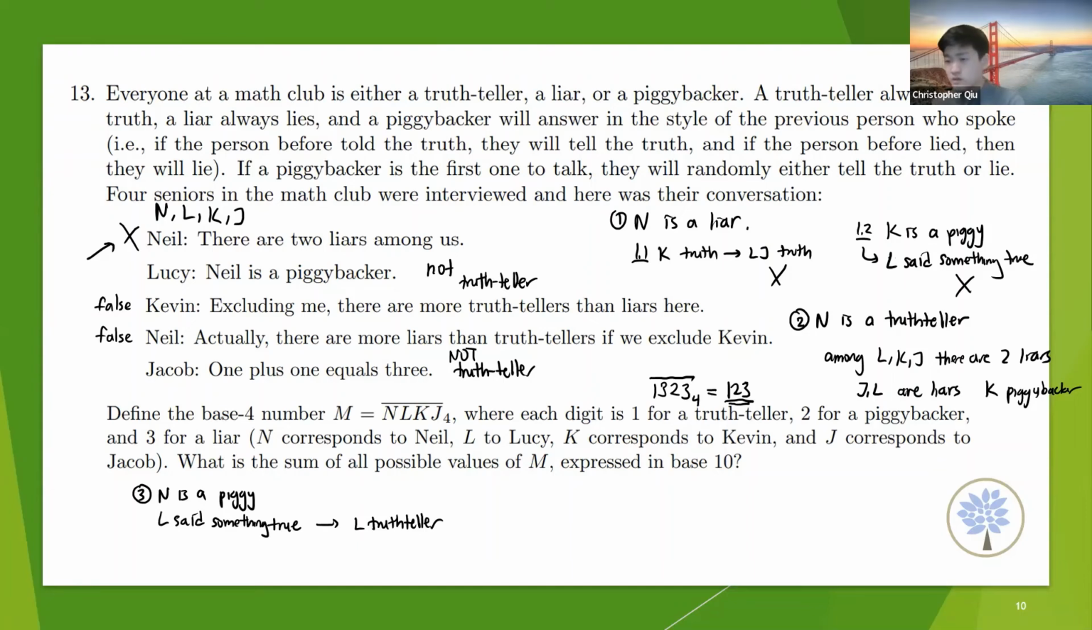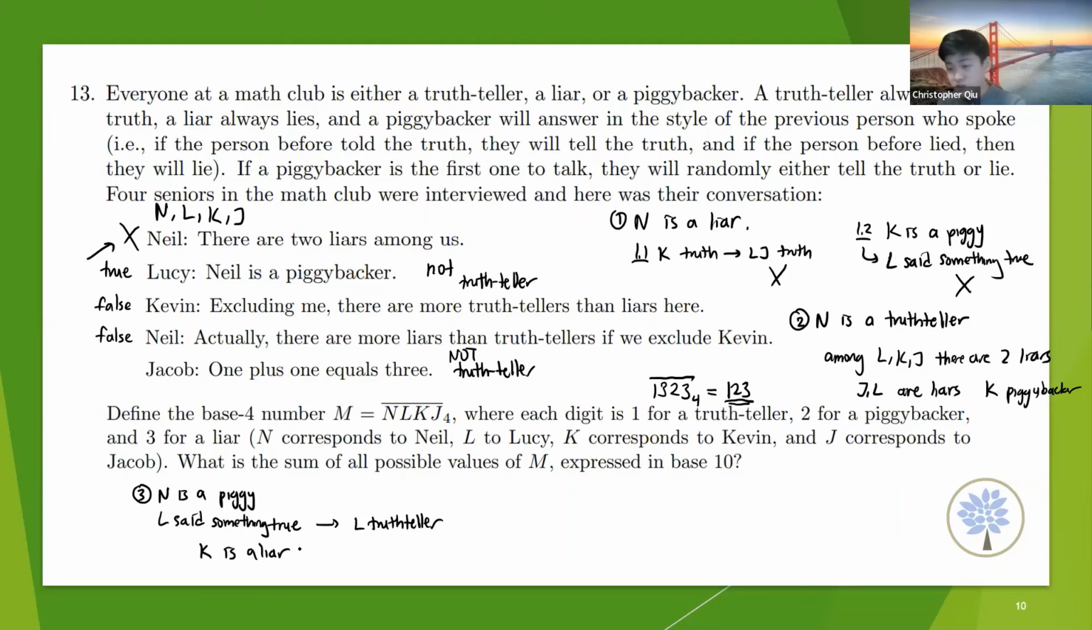So let's consider it. So if Jacob is a piggybacker, Jacob would have followed Neil, and he would have said something false. And that's exactly what he did. So if Jacob is a piggybacker, then Kevin is a liar and Neil is a piggybacker as well. But more importantly, one thing we can notice is that Kevin said something right after someone else who said something true, since Lucy is a truth teller, she said something true. And if Kevin is a piggybacker, he would have followed Lucy and said something true, but he didn't. So that means that Kevin is not a piggybacker. In fact, since Kevin said something false, it means that Kevin in this case is a liar. So K is a liar.